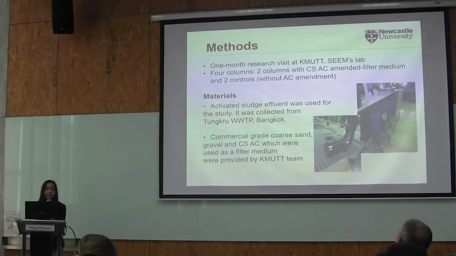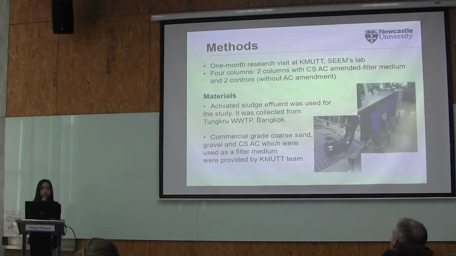So I did a one-month column study last September at KMUTT in the School of Energy, Environment and Materials. There were 4 columns: 2 columns with CSAC amended filter medium and another 2 controls without any AC amendment. The activated sludge effluent was used as the column influent, and it was collected from 2 wastewater treatment plants in Bangkok. The coarse sand, gravel, and activated carbon were provided by KMUTT.